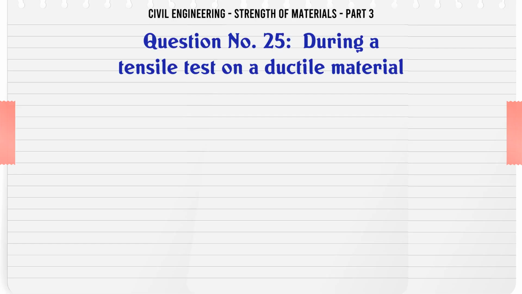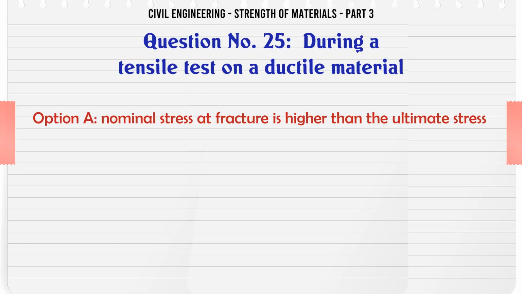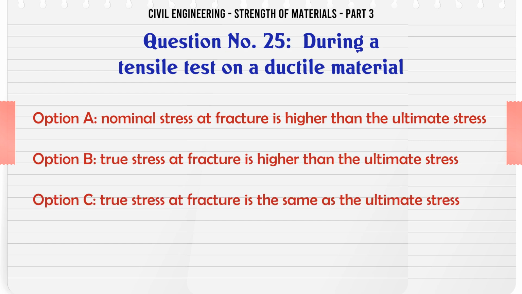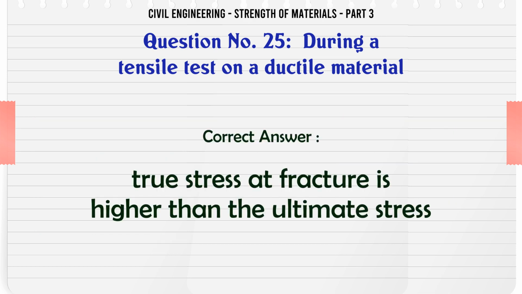During a tensile test on a ductile material: A. nominal stress at fracture is higher than the ultimate stress, B. true stress at fracture is higher than the ultimate stress, C. true stress at fracture is the same as the ultimate stress, D. None of these. The correct answer is true stress at fracture is higher than the ultimate stress.